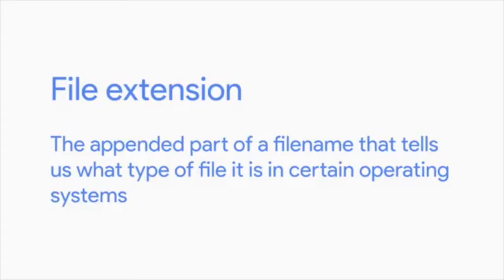A file extension is the appended part of a file name that tells us what type of file it is in certain operating systems. Take cool_image.jpg. JPEG is a file extension associated with image files. You'll see different types of file extensions like this when you're working with your operating system.